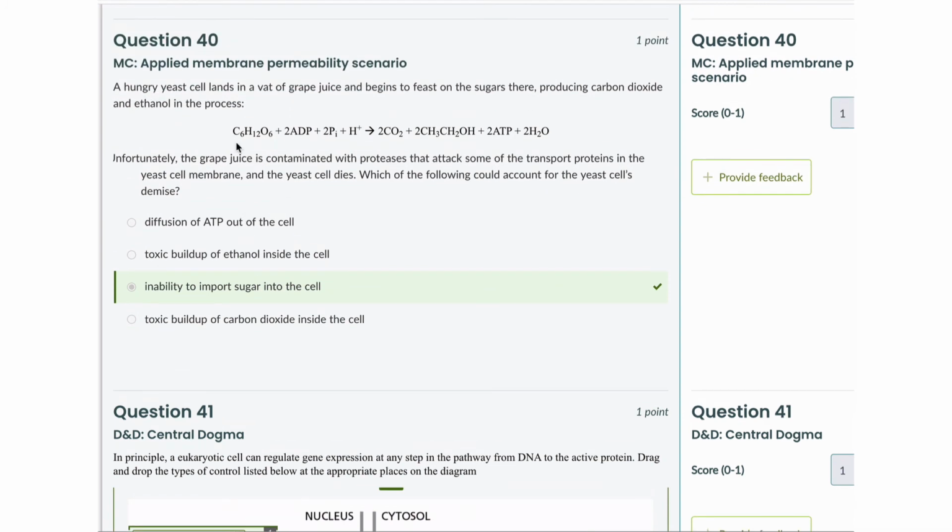Question 40. A hungry yeast cell lands in a vat of grape juice and begins to feast on the sugars that are producing carbon dioxide and ethanol. In the process, there is a chemical reaction. Unfortunately, the grape juice is contaminated with proteases that attack some of the transport proteins. So these are enzymes that break down the transport proteins in the cell membrane, and the yeast cell dies. Which of the following could account for the yeast cell's demise? Well, if it doesn't have transport proteins, then it can't move sugar into the cell, so it doesn't have nutrients to break down to produce ATP.